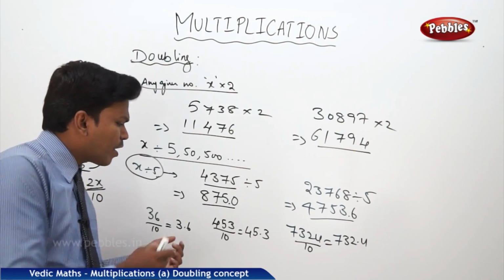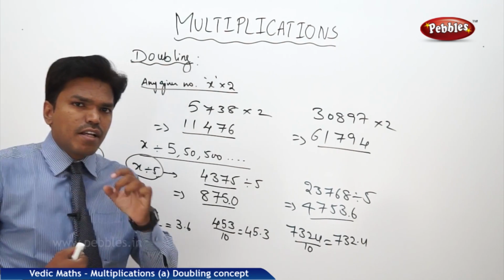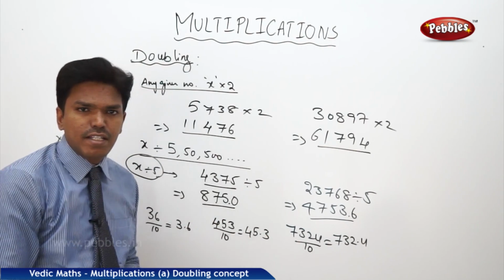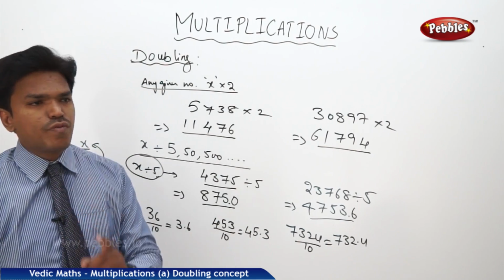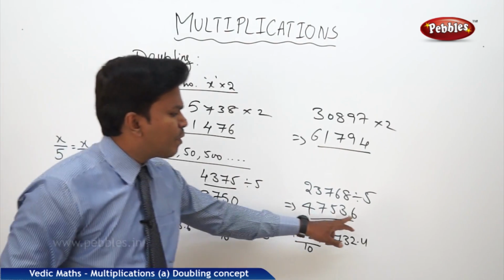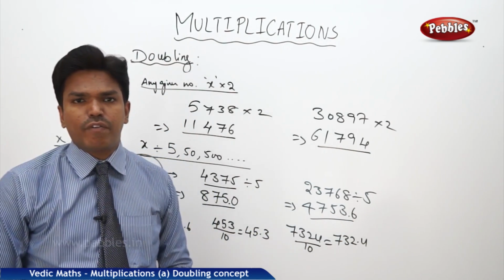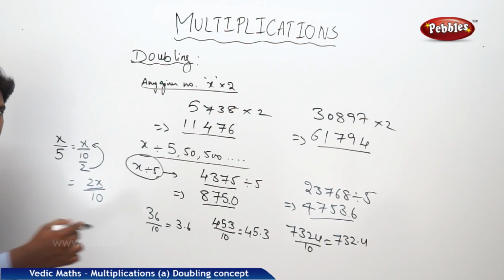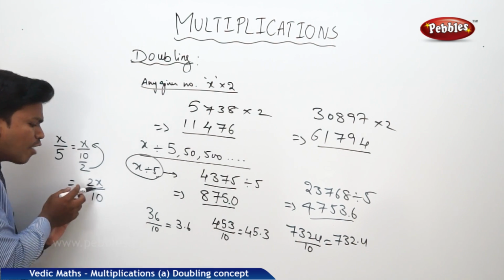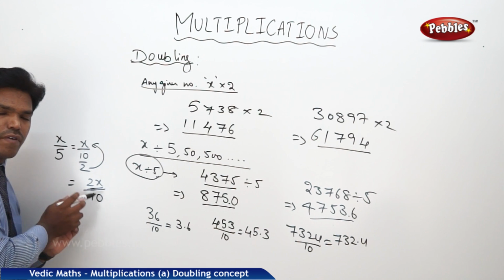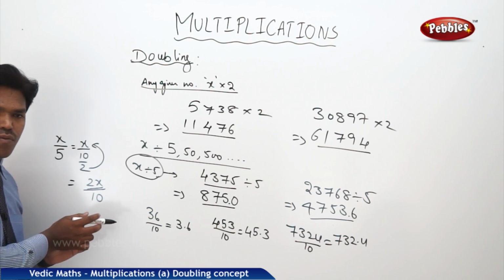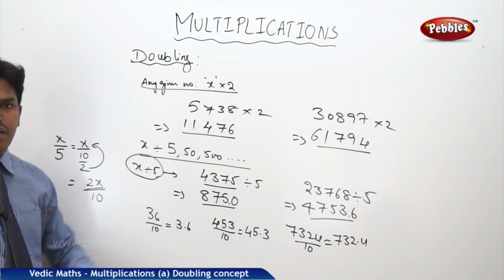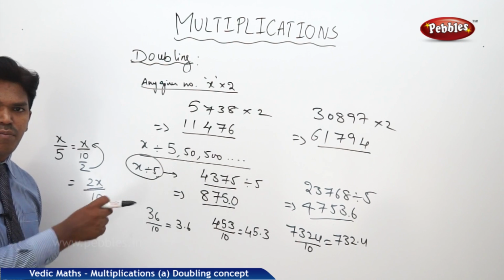And simply you are getting the answer. Okay, the same number but with a decimal point after one digit from right. Yes or no? That's why I am asking you to put a decimal point after one digit from right. Why? Because after doubling the number, after multiplying by 2, we have to divide the number by 10. So when we are dividing the number by 10, that is the direct step to put a decimal point after one digit from right.